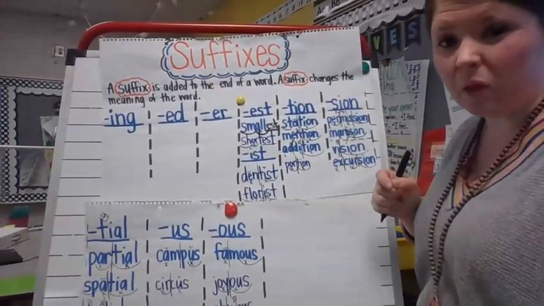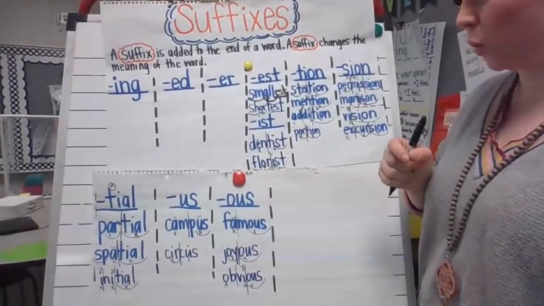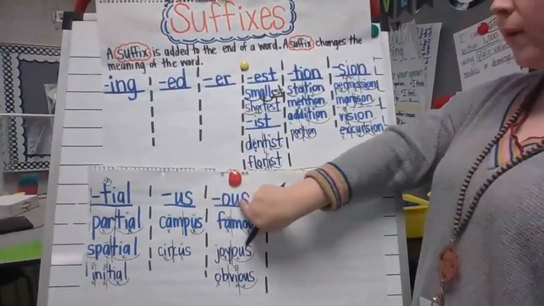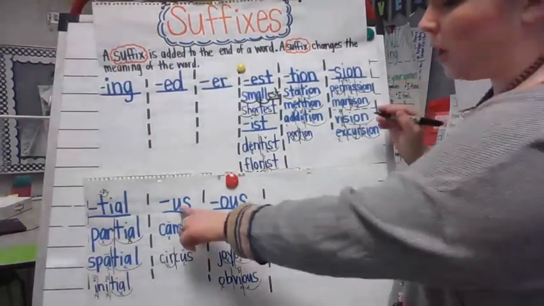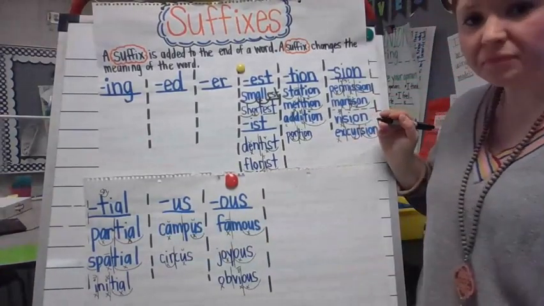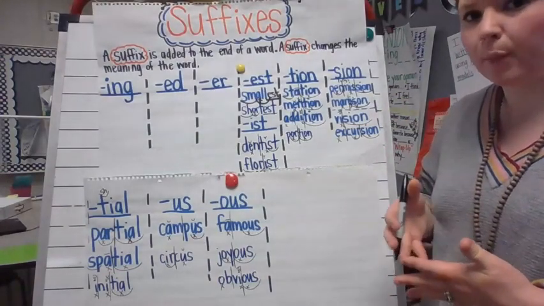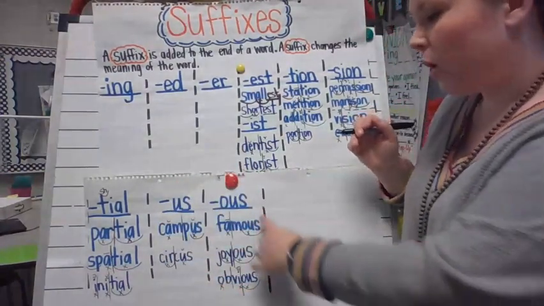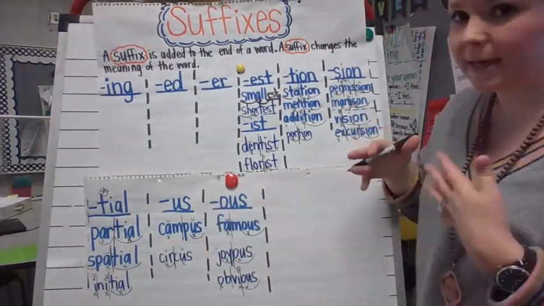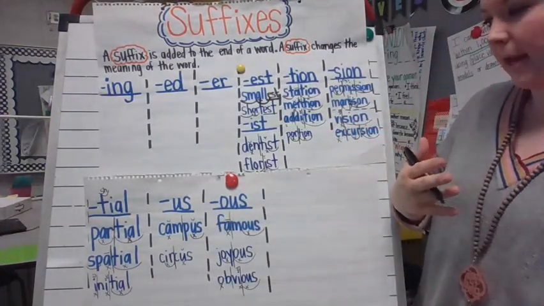So it was not going to be long, it's going to be short, okay? It was shortened. Then we have US and OUS that both have the same sound, us. They are spelled different. And remember, these suffixes let us know the parts of speech. US lets us know that it's a noun. OUS lets us know that it is an adjective that describes a noun.